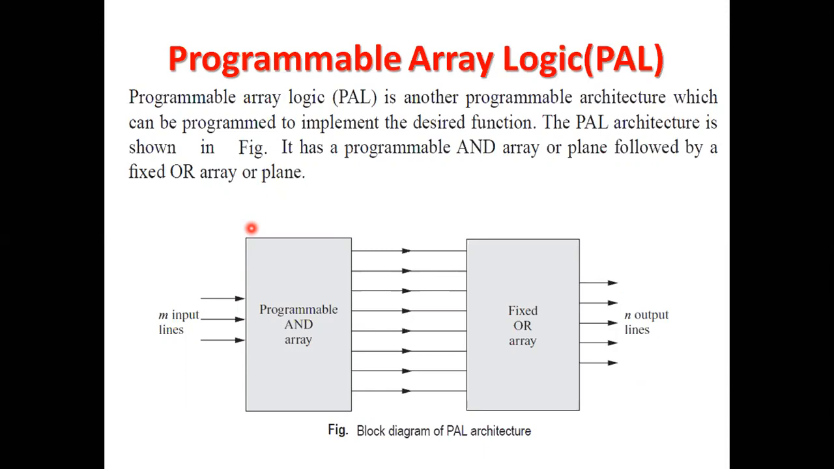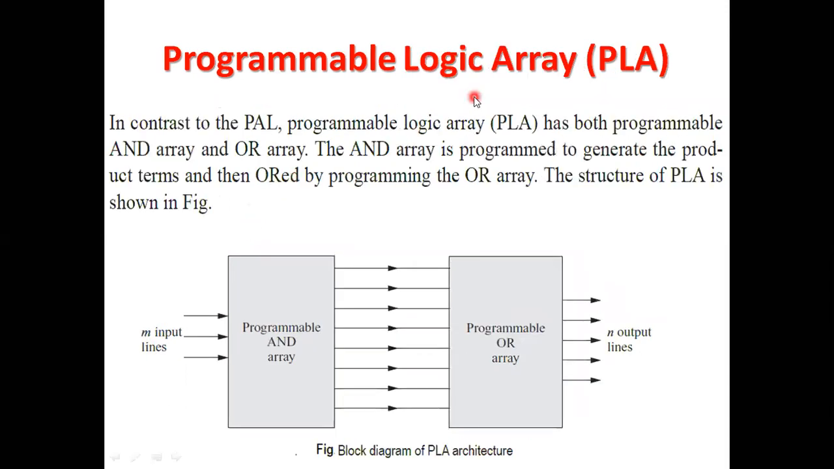Now let us move forward to the programmable logic arrays, that is the PLAs. In contrast to the PAL, the PLA has both a programmable AND array and a programmable OR array. The AND array is programmed to generate the product terms and then ORed by the programmable OR array. This one is the programmable AND array. Here you can see that M input lines are going in and these are the outputs, and from here we are getting the N output lines. The structure is given here. This is the block diagram of a PLA architecture.